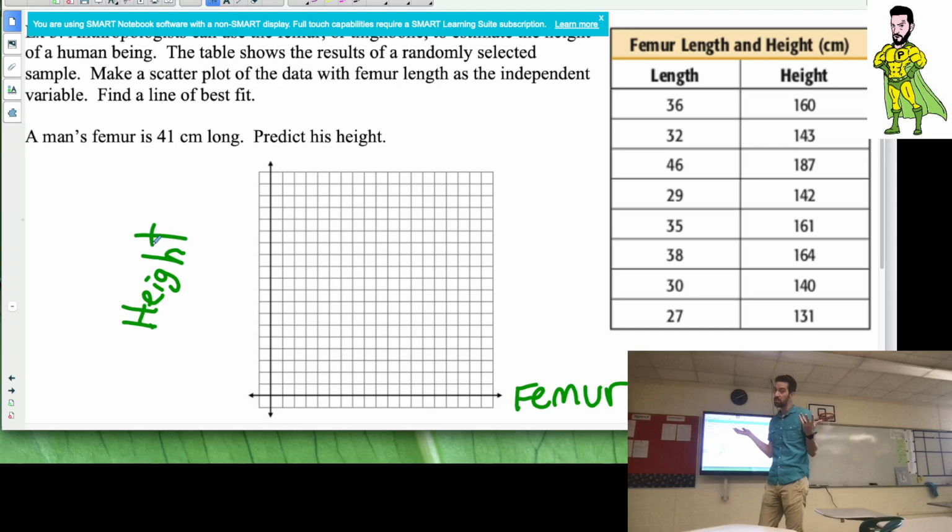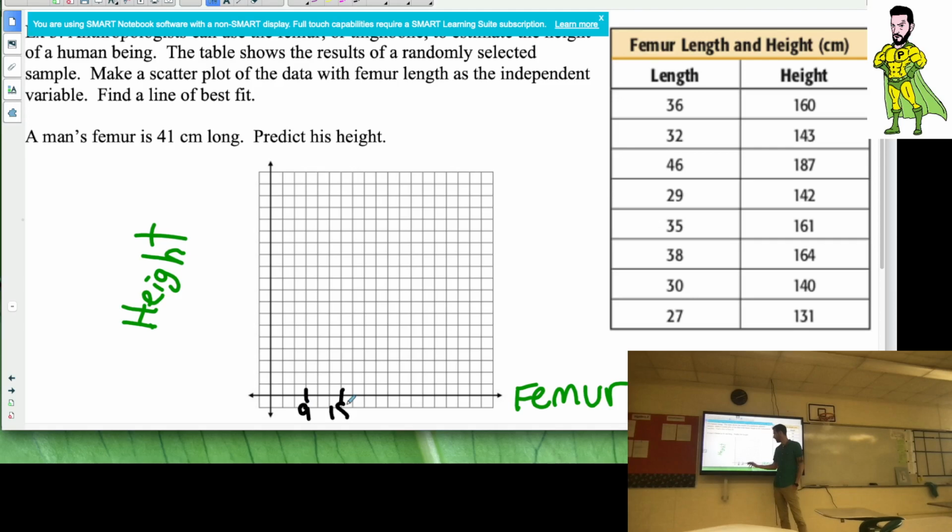So if we are scaling these correctly, the femur length, the highest they go I see is 46. So if we said we had 19 spots, I know 15 times 3 would be 45, so 16 times 3 would be 48. So we could go by 3's each time, and we'll have a little extra. So like 3, 6, 9, 12, 15, 18, 21, 24, 27.